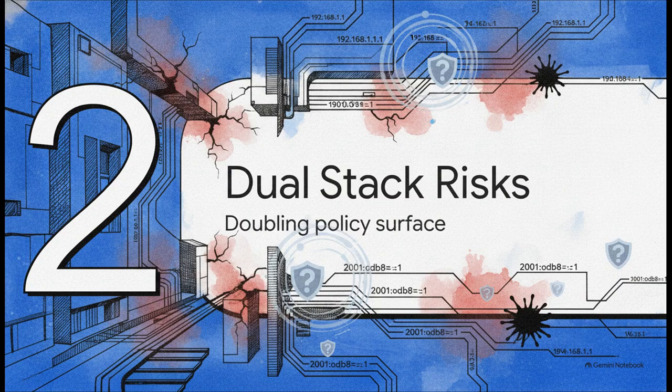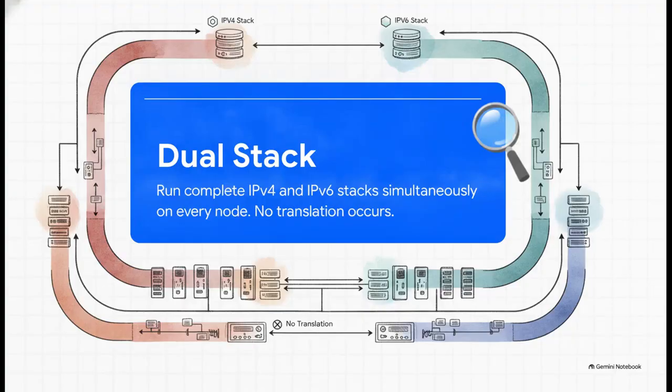Moving right along to Section 2, Dual-Stack Security Risks. Doubling the policy surface. From a security architect's perspective, remember this golden rule. Every single transition mechanism introduces a completely distinct attack surface. By definition, dual stack means running complete IPv4 and IPv6 stacks simultaneously on every single node. The packets traverse the network end-to-end in their native protocol, without any translation occurring. Conceptually, super simple. Operationally, incredibly heavy.